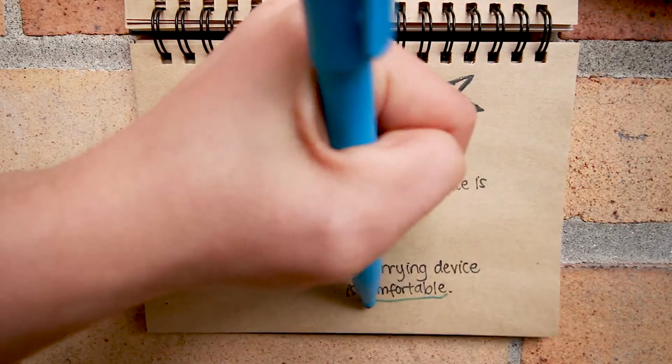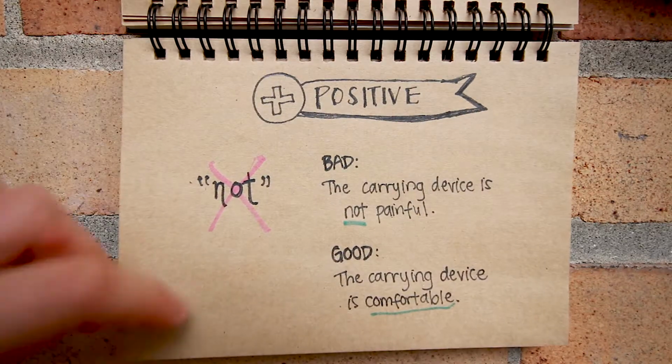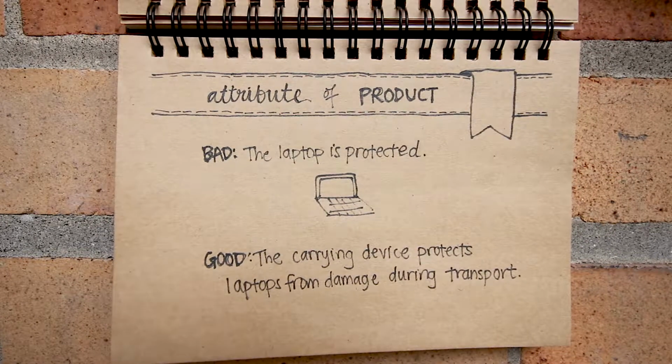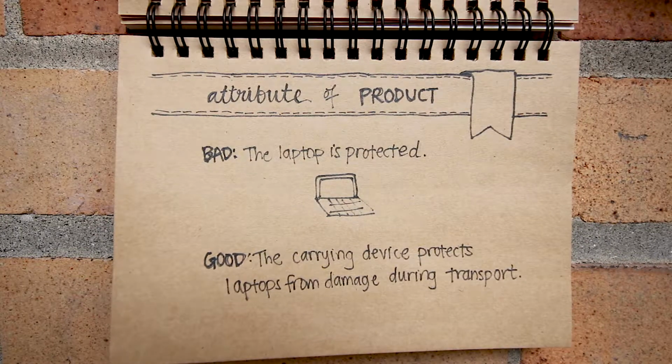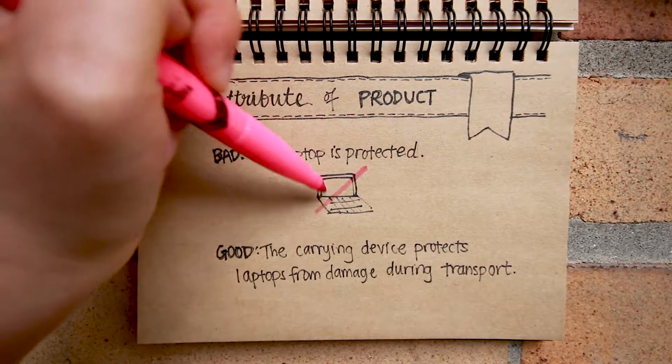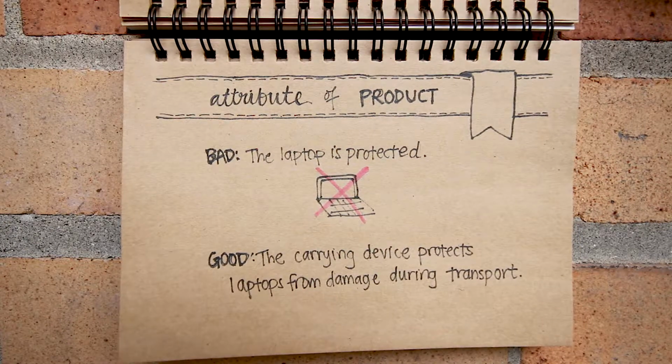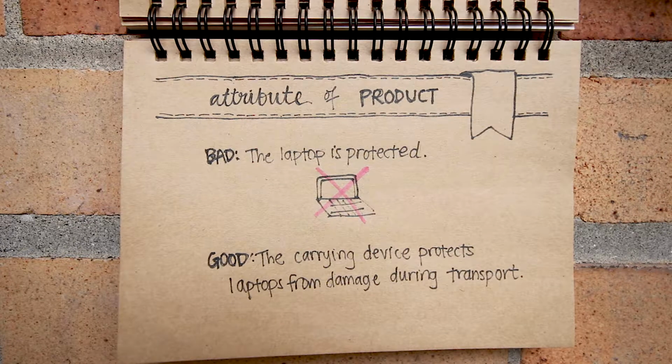comfortable. The fourth guideline is attribute of the product. This is meant to help you focus on the product you are designing rather than something else. A bad example would be, the laptop is protected. You have to remember that you're trying to design a carrying device, not a laptop, so the subject of the needs statement should reflect that. A better example would be, the carrying device protects laptops from damage during transport.